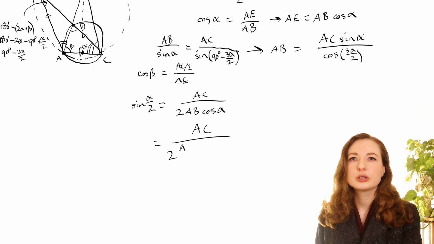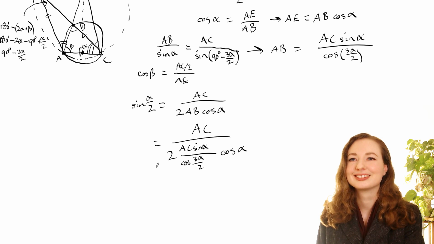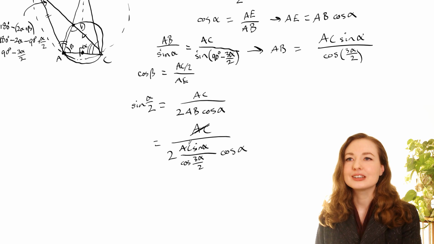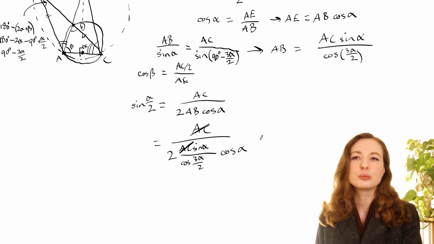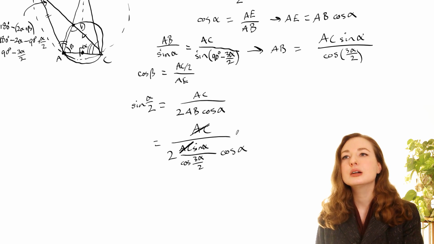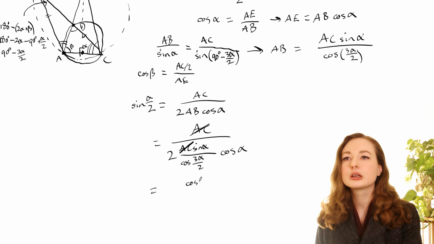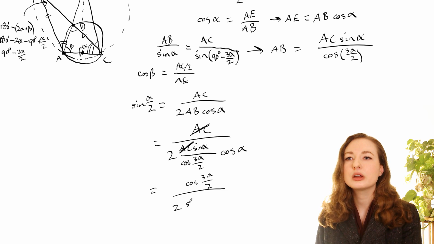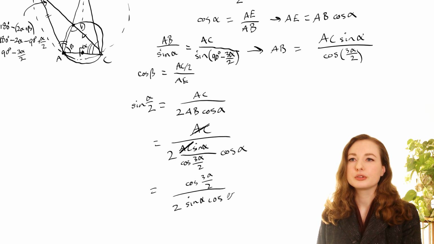So 2AC sine alpha on cos 3 alpha on 2 times the cos alpha. And what can we do with that? Okay, let's cancel the ACs. And I'm going to move this up the top. So that's just like multiplying top and bottom of this fraction by cos 3 alpha on 2. That shifts it up the top. So we get cos 3 alpha on 2 on to sine alpha cos alpha.